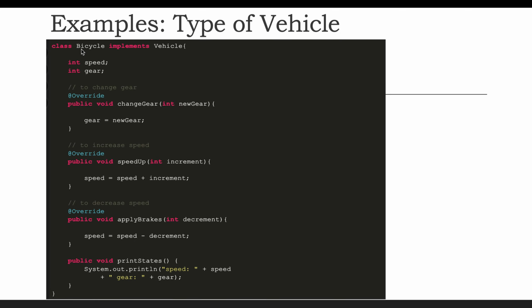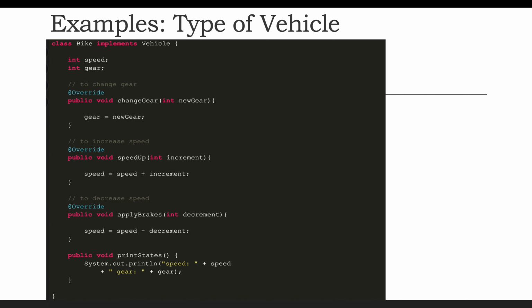Something like this: let's say Bicycle is implementing the Vehicle interface. It can define its own implementation of the gears, speed up functionality, and also apply brake, how the apply brake is going to work. Similar to that, let's say some other vehicle is coming, like Bike. The Bike can have a different logic for changing the gear, speeding up or applying the brakes. So it's the responsibility of the subclasses to implement the functionality of this Vehicle interface and apply their own logic.